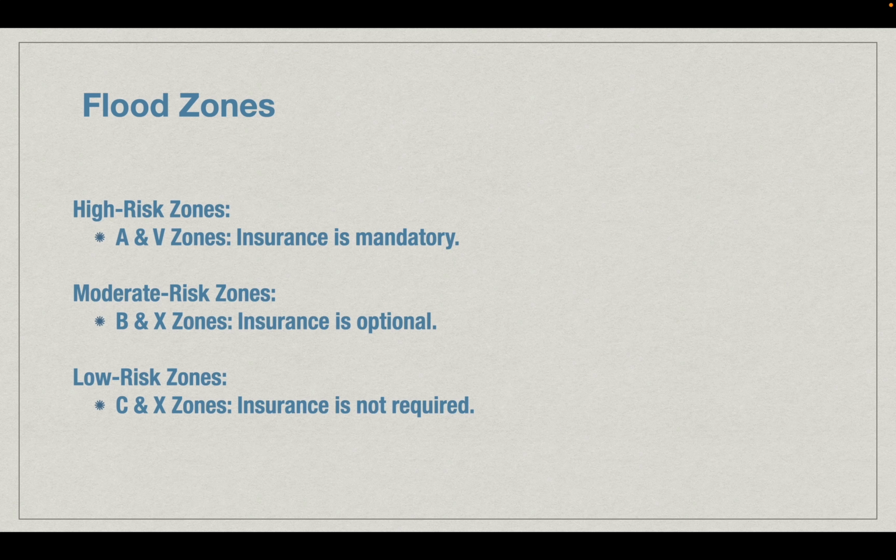High-risk zones, like A and B zones, require mandatory flood insurance. Moderate-risk zones, like B and X zones, make insurance optional. Low-risk zones, like C and X zones, don't require flood insurance, but it's still a good idea to have it.